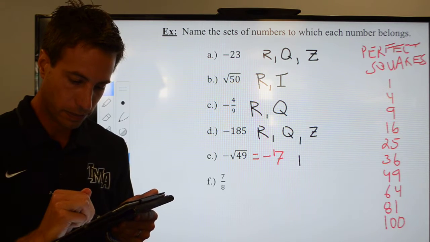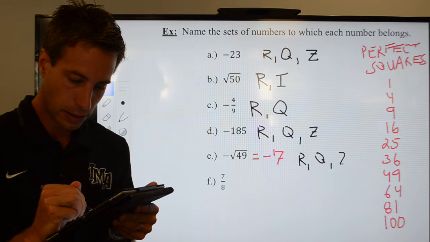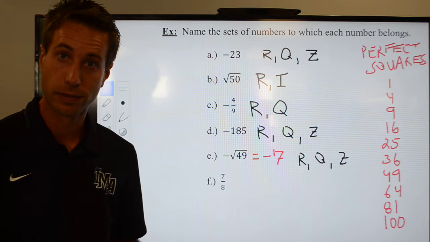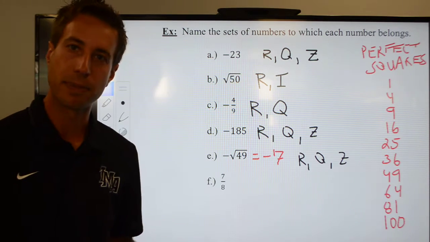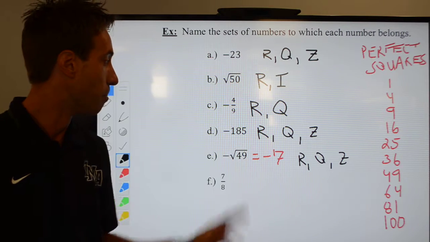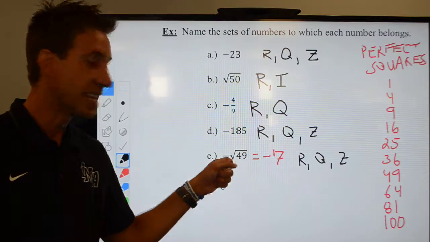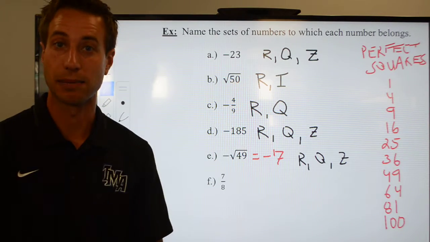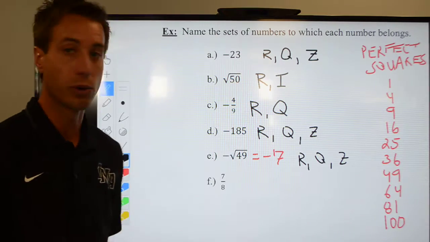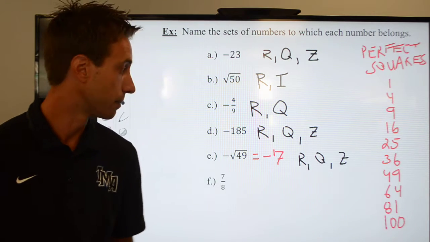It's real. It's rational. And it is an integer. Right? Those 3 categories. It can't be a whole number, can't be a natural number because it's negative, but real, rational, and an integer. And -7 and negative square root of 49 are the exact same thing. It's the same number. Put negative square root of 49 in your calculator and it will give you -7.